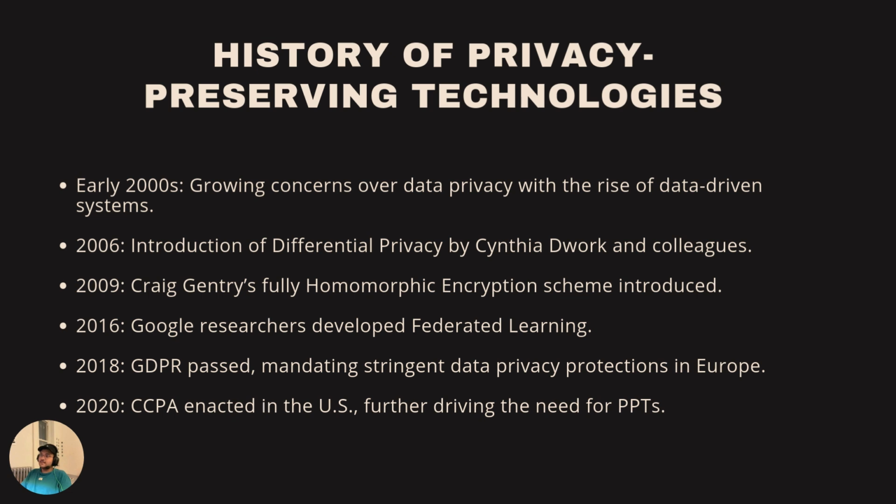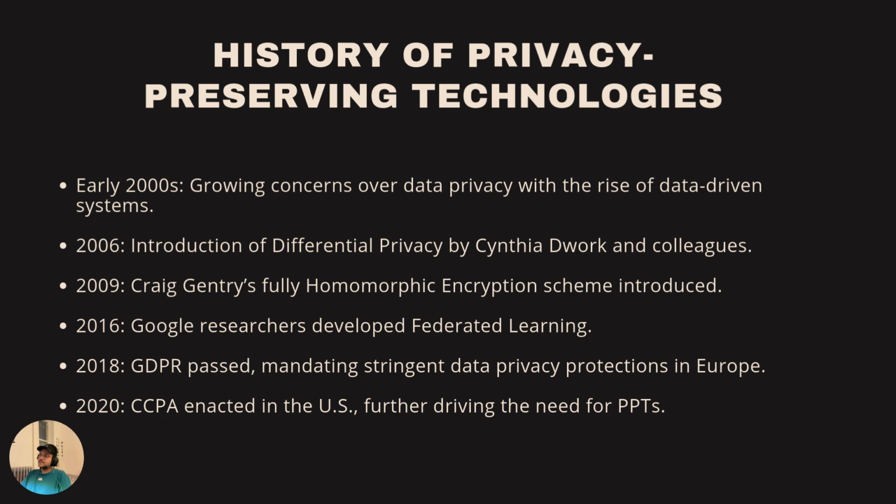In 2006, a major breakthrough occurred when Cynthia Dwork and her colleagues introduced differential privacy. This mathematical framework provided a way to protect individual data points by adding noise, marking a significant step forward in privacy preservation. Then in 2009, Craig Gentry introduced the concept of fully homomorphic encryption, which enabled computations on encrypted data. This was revolutionary because it allowed data to remain secure throughout its entire life cycle, even while being processed.